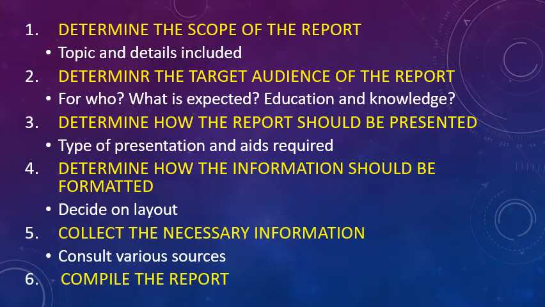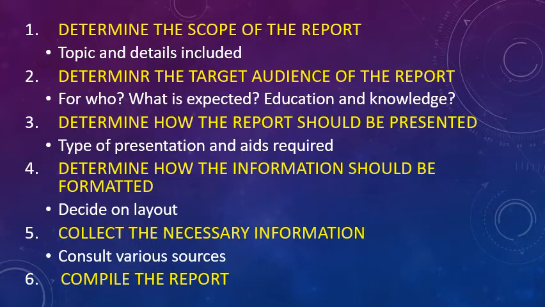Okay, number 1. And again, if it is numbered, you should know the steps in the correct order. Number 1, determine the scope of the report. This includes the topic and details. Number 2, determine the target audience of the report. For who is it? What is expected? What is the education and their knowledge? Meaning, how informal or formal should you make your report?